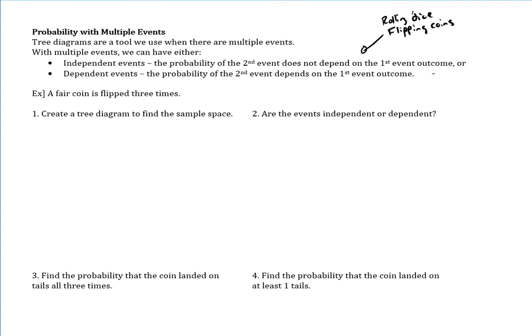Whereas with dependent events, the probability of the second event does depend on the first event's outcome. An example of that is usually playing cards, because the sample space changes after each card is dealt.